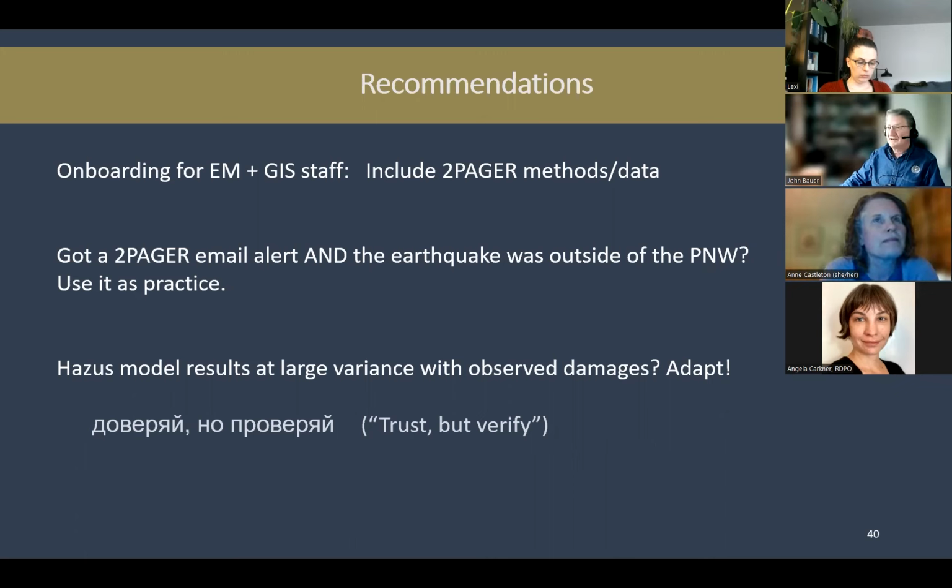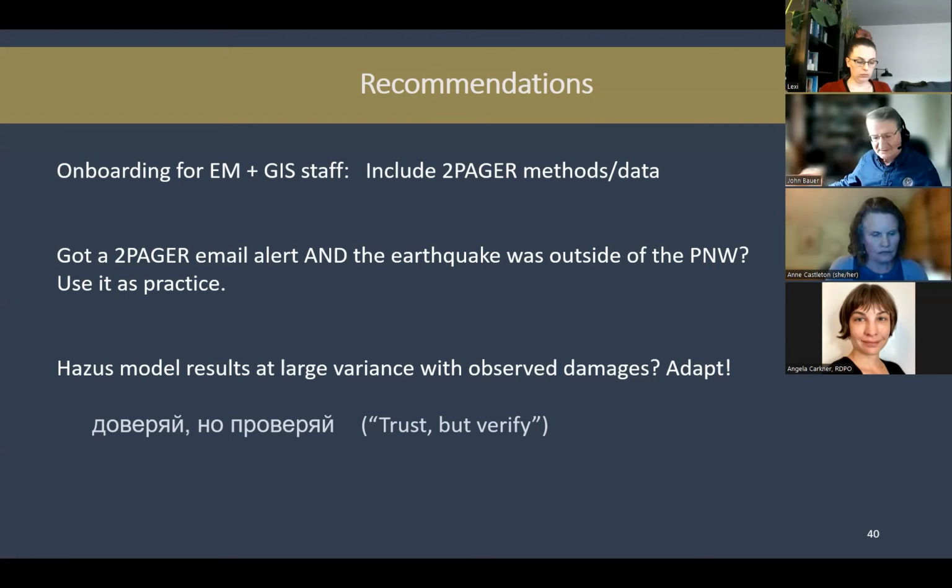If you get a 2-pager email alert and the earthquake was in Utah, great. Use it as practice. Look at it. And also, this is a model, and if you want to find a reason to dismiss the model, oh, no problem. I can guarantee you will find a data point in there where the red tag buildings estimated 57, but you only counted 40. Do you throw the whole results away? Please don't. Please give it a chance and work through it and understand, well, maybe you could use it more in a ratio or proportions.